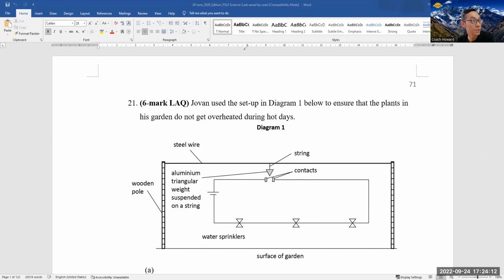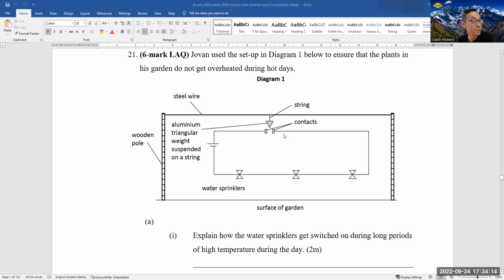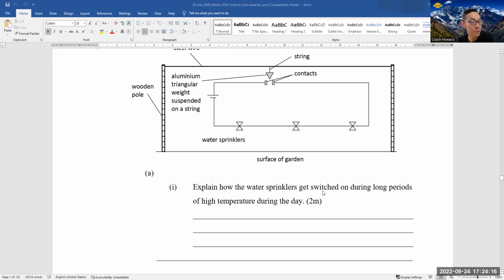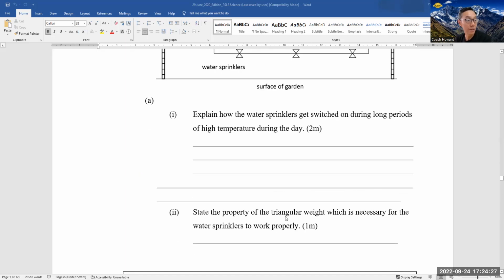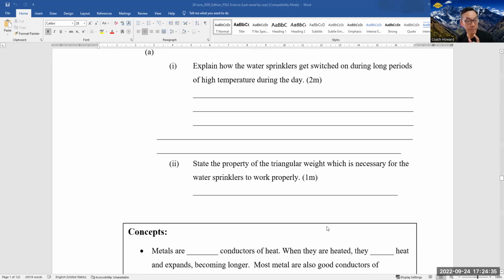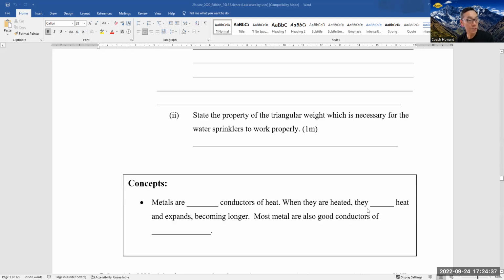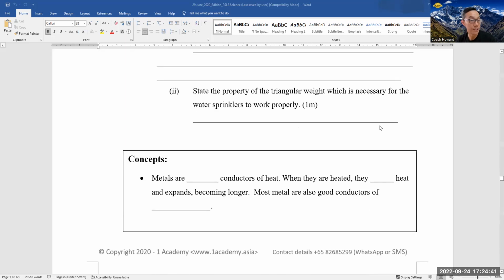So actually this question, I test my students. So the same thing. Explain how the water sprinkler gets switched on during long periods of high temperature during the day. Okay, I use the words high temperature during the day. And then state the property of the triangular weight which is necessary. Okay, so this property is it must be a conductor of electricity. So I have this concept to help students to understand first before you fill in the blanks on top.